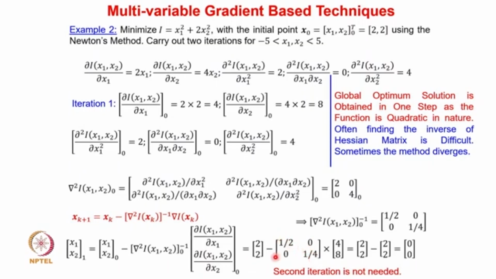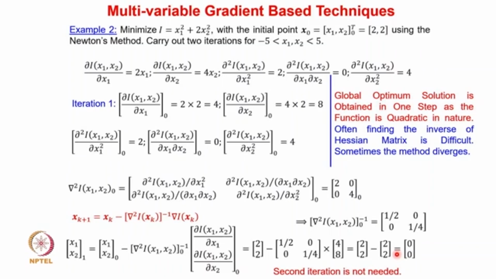And we can multiply this inverse of the Hessian matrix with the gradient matrix, which is nothing but 4 and 8, and that we are subtracting from the initial values of x1 and x2, and that gives me the new values of x1 and x2 at iteration number 1. You can see that we are getting the values equal to 0, 0 directly. So in this particular case, the same global optimum solution we have obtained in one iteration. Why?